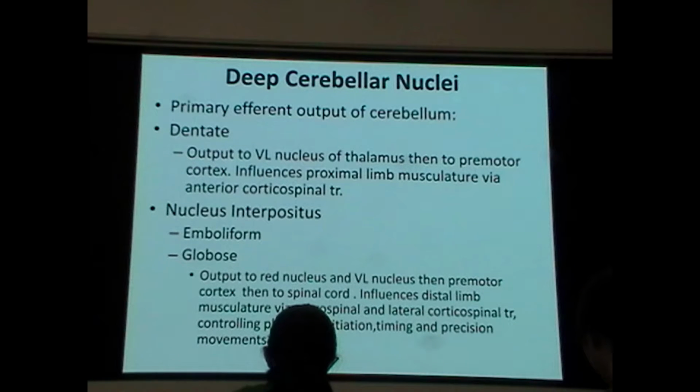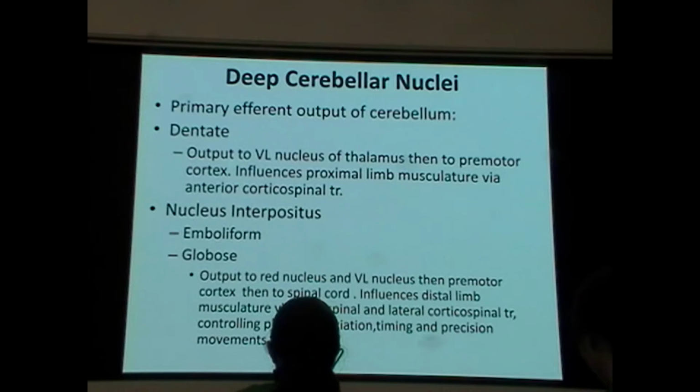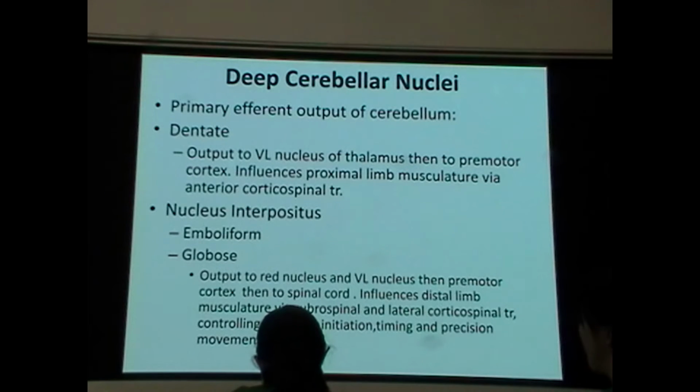Then there are two little nuclei in the middle, and they're called the interpositus nuclei because they're in the middle. One's called the emboliform nucleus, it has nothing to do with the disease, and the other is called the globose because it's shaped like a ball. The output here goes both to the red nucleus, remember this nucleus associated with quadrupedal movement, and the ventrolateral nucleus. Then this information goes specifically to the supplementary motor cortex, or premotor cortex, in relationship to movement patterns, specific movement patterns, planning, initiation, timing, precision of movements.